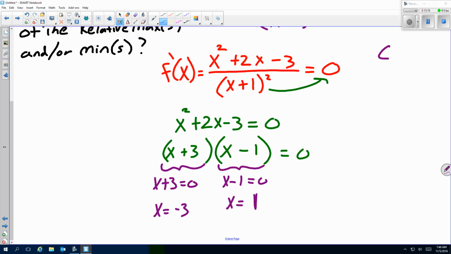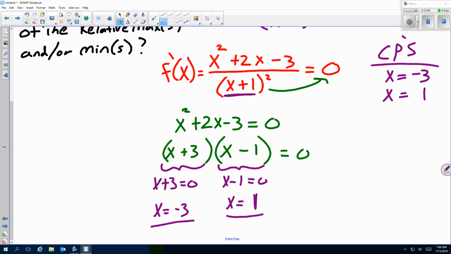So what we just found is some critical points, right? That x is equal to negative 3 and x is equal to positive 1. But let's remember one thing about critical points. We say critical points happen when the derivative is equal to 0 or when the derivative is undefined. Well, the derivative is equal to 0 here, and we just proved that. But where might the derivative be undefined? Well, a function is undefined if we're dividing by 0. And do you think when x is equal to negative 1, we would be dividing by 0? We would. So we want to make sure we include all of these critical points in our problem.